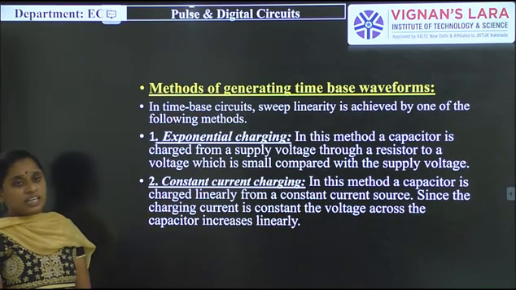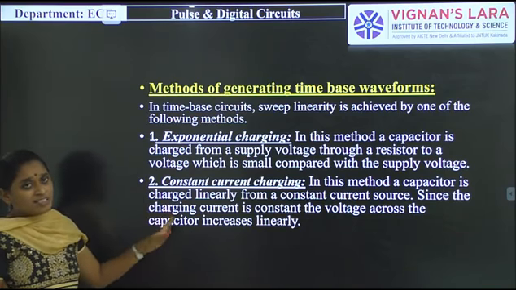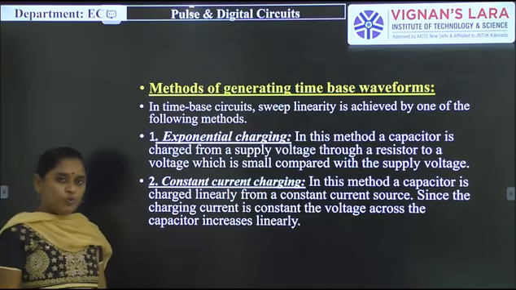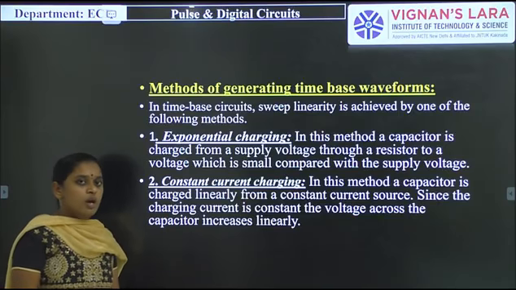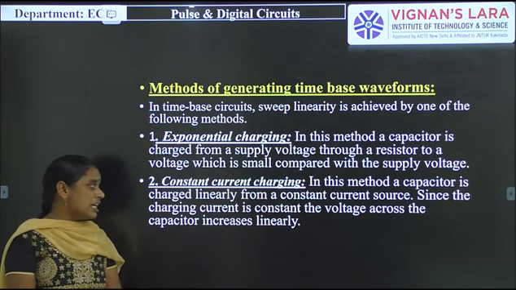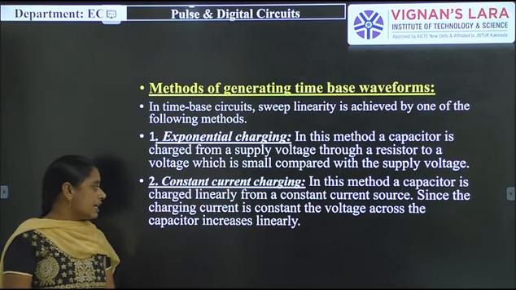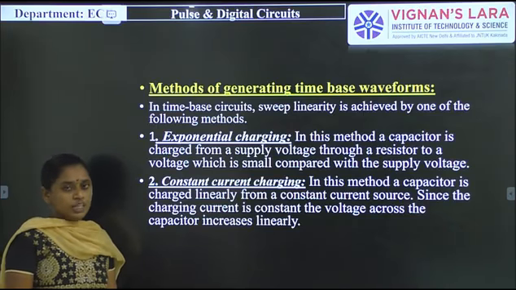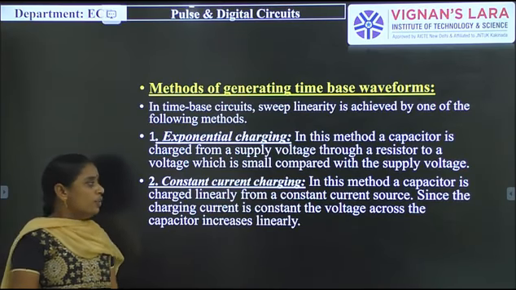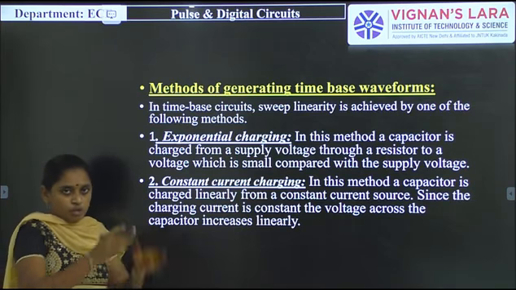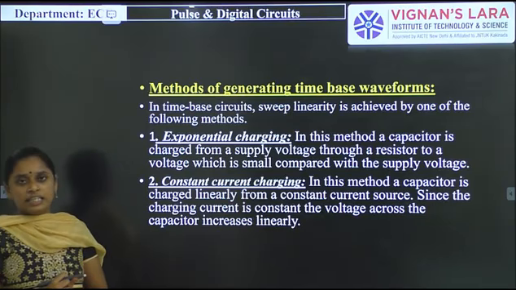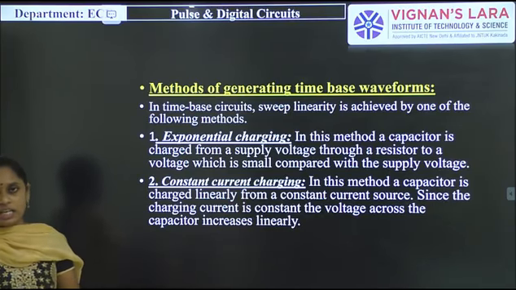And the next one is the constant current charging method. In this method a capacitor is charged linearly from a constant current source. In the previous method we applied a voltage, but here we give a current source. With the current source the capacitor starts charging, and since the charging current is constant, the voltage across the capacitor increases linearly. So when we feed the current at a constant level, the capacitor voltage increases linearly. That is the constant current charging method.